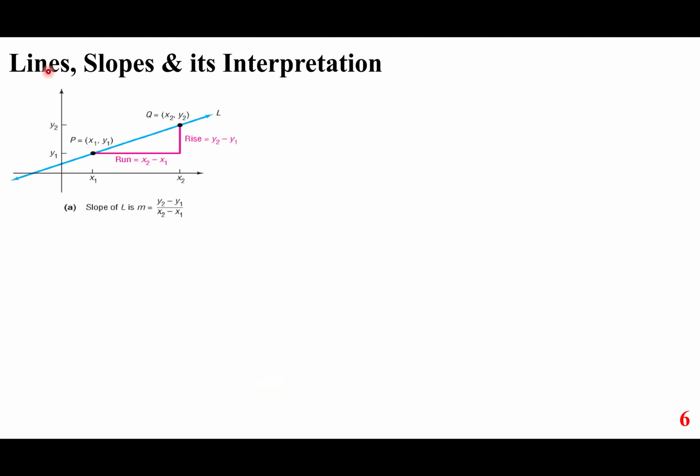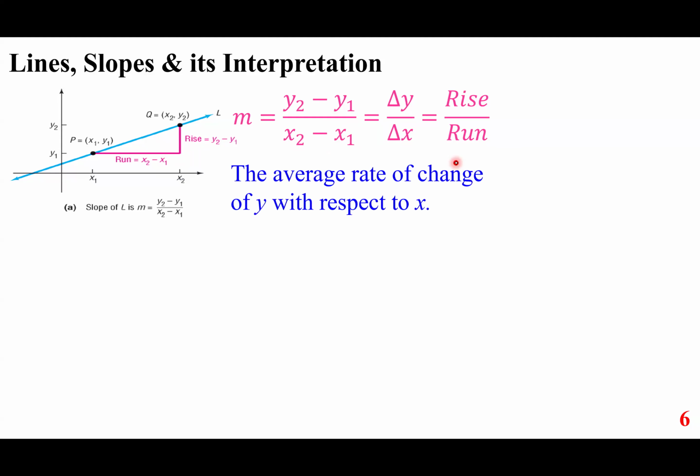Lines, slopes, interpretation. So slope is defined as rise over run. Y sub 2 minus y sub 1 over x sub 2 minus x sub 1. Delta y over delta x, rise over run. The average rate of change of y with respect to x. That's the definition of a slope, the interpretation of that.